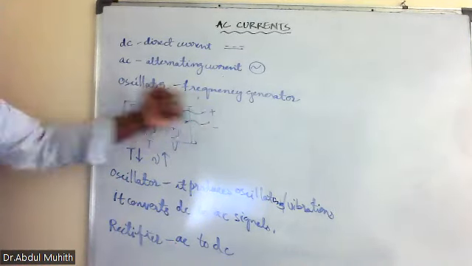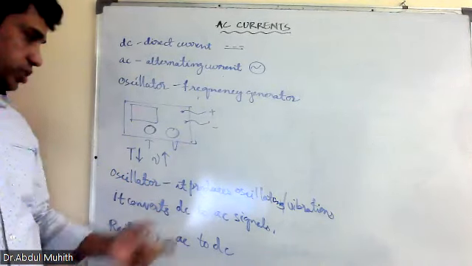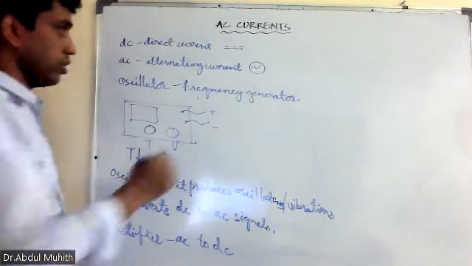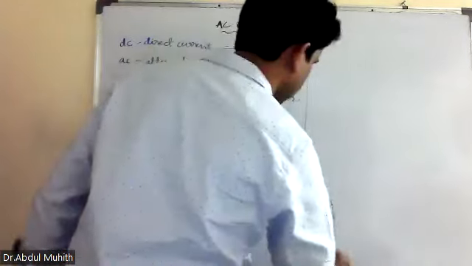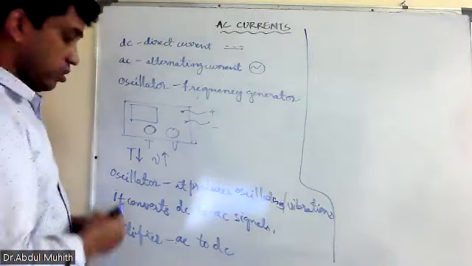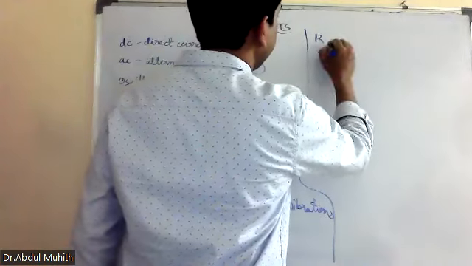Now, the oscillator produces oscillations or vibrations. Another name is frequency generator. What is the purpose of the oscillator? It converts DC to AC signals, while a rectifier means AC to DC. Clear? Now here we have three components: resistor, capacitor, and inductor.